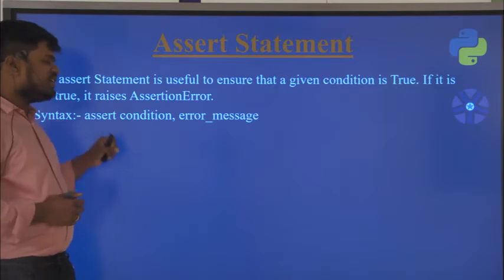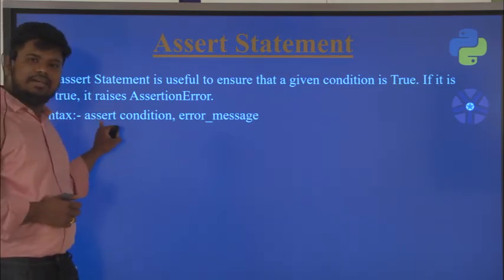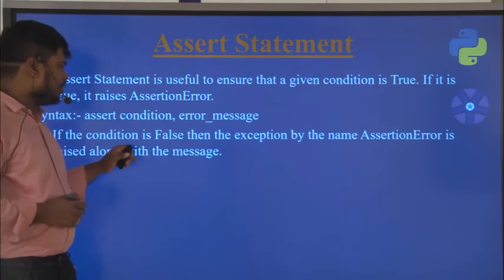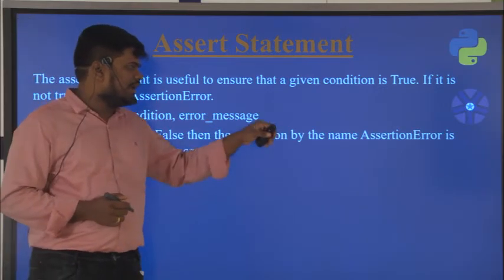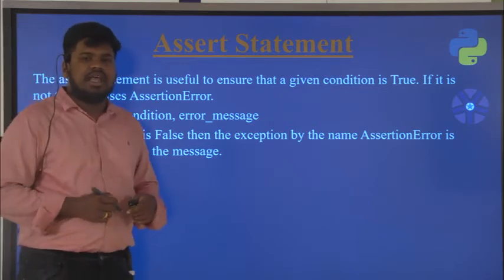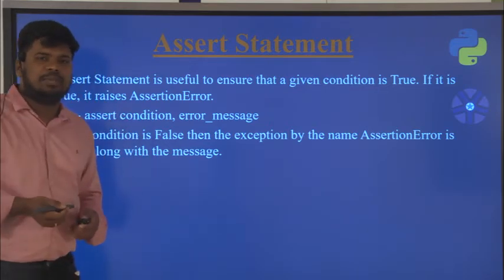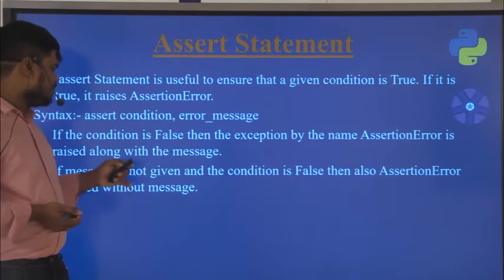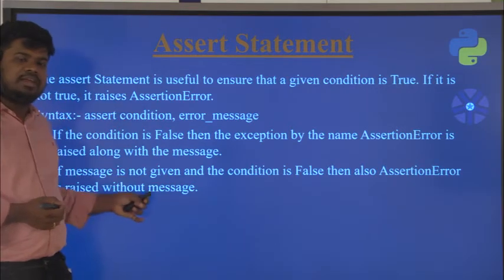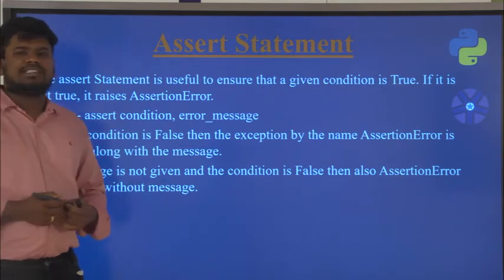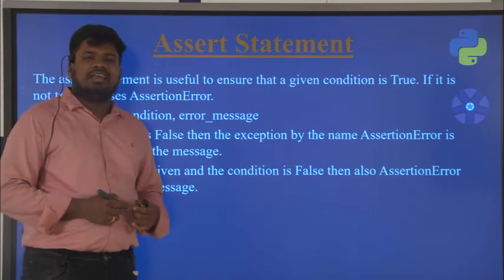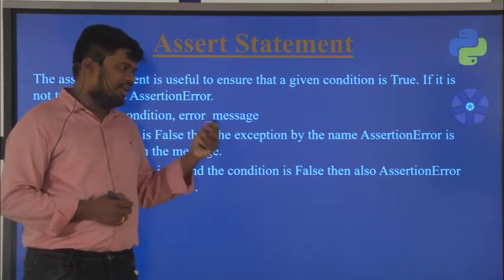So the syntax for the assertion is: assert is a keyword I have to use, followed by a condition and an error message. If the condition is false, then the exception named AssertionError is raised along with the message. And next, if the message is not given and the condition is false, then the assertion error will be raised without a message. So these are the important things about the assert statement.